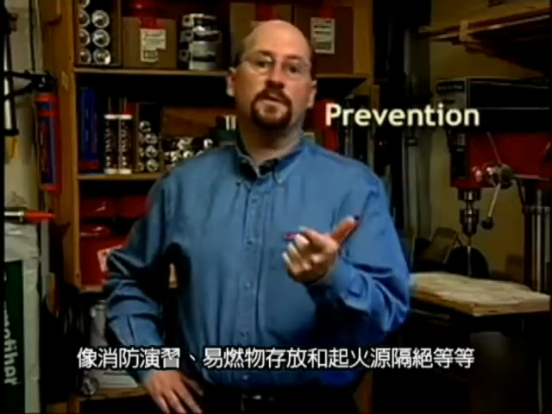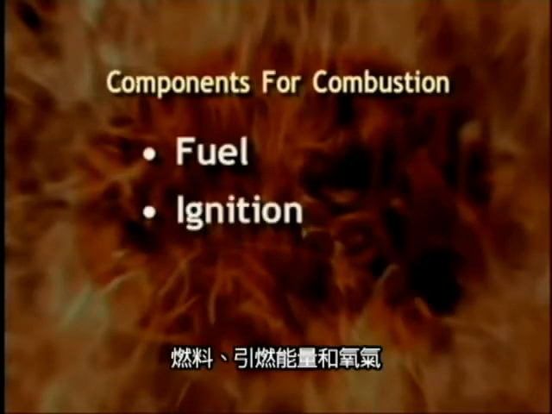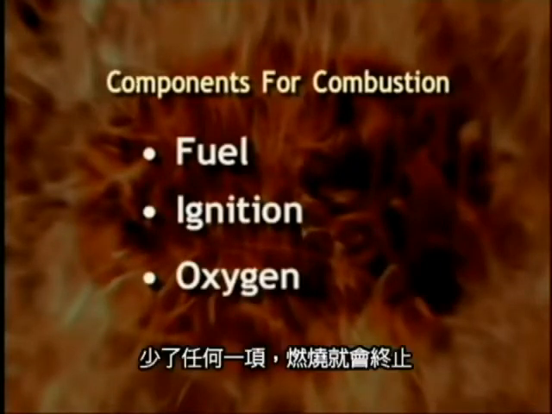Fire drills, proper storage of flammable materials, and limiting ignition sources are examples of prevention practices that we're all familiar with. There are three components necessary for combustion: fuel, ignition, and oxygen. Remove any one, and combustion ends. Since eliminating oxygen would be impractical, all efforts at prevention focus instead on limiting combustibles and controlling the sources of ignition. Yet despite these efforts, thousands of fires erupt every year, calling the second principle of fire protection into action.